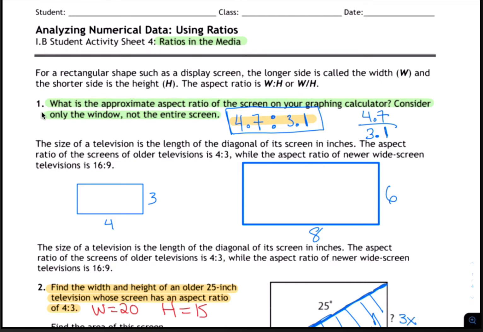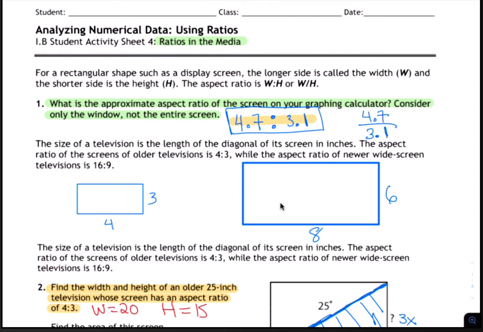Question number 1. What is the approximate aspect ratio of the screen on your graphing calculator? Consider only the window, not the entire screen. Well, if you measure the screen going the width, that would be 4.7, and the height would be 3.1. So we would say that the ratio is simply 4.7 to 3.1.